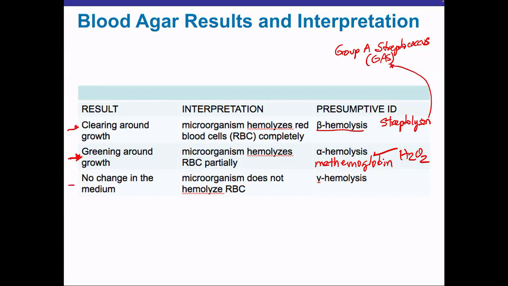And then the final type of hemolysis that we can differentiate when we grow microorganisms in this blood agar medium is the gamma. Basically, gamma is a group of microorganisms that produce no changes in the medium. They don't oxidize the hemoglobin. They don't lyse the red blood cells. So they basically produce no change in that particular medium.